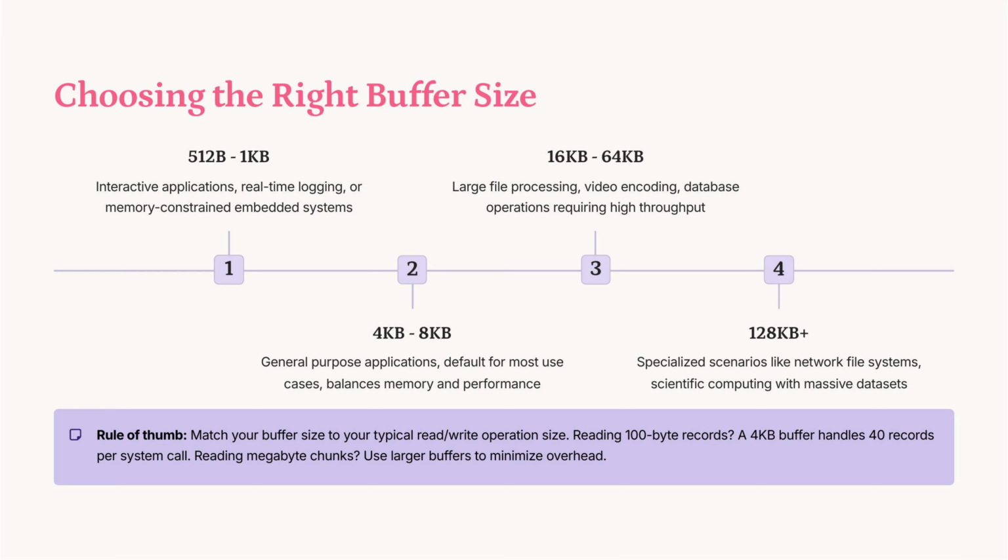For interactive applications, use 512 bytes to 1 kilobyte. General applications benefit from 4 to 8 kilobytes, balancing memory and speed. Large file processing needs 16 to 64 kilobytes, while specialized tasks like scientific computing may require 128 kilobytes plus. Match buffer size to your typical read-write operation for optimal efficiency.